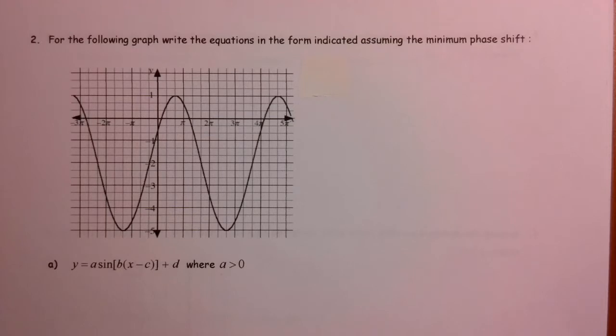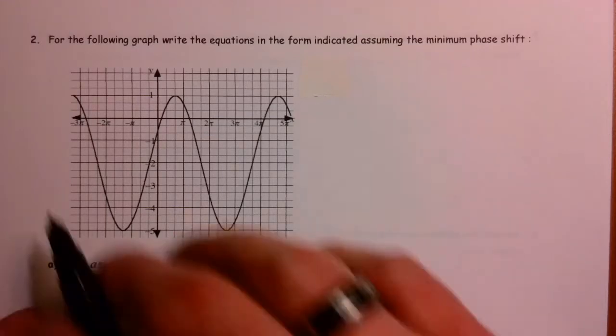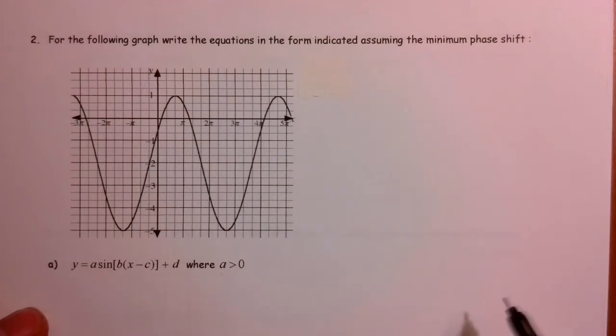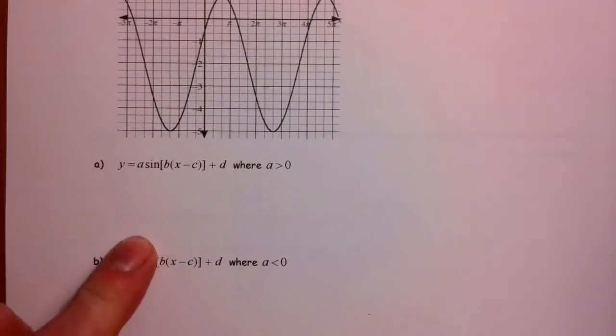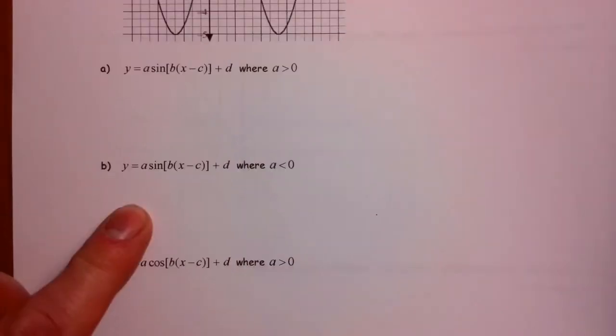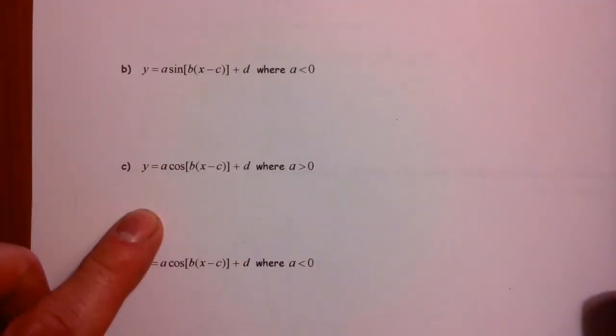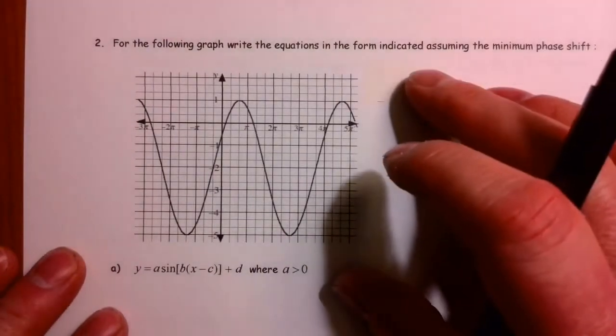So what we're going to do is look at how to come up with the equations of trig functions based on their graphs. And in this particular case, and this is a really good question, I'm going to ask you to come up with a positive sine, a negative sine, a positive cosine and a negative cosine equation based on just this graph.